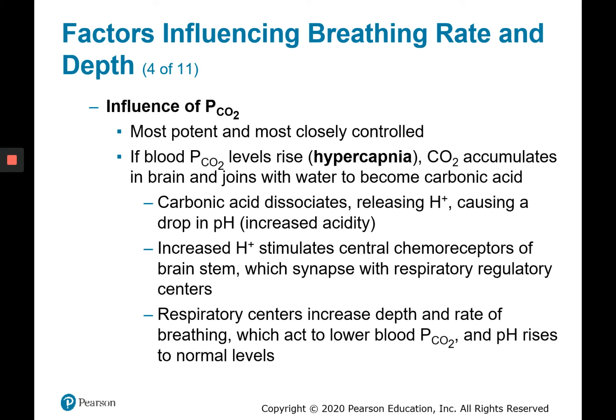So the respiratory centers would then increase the depth and rate of breathing, which would increase pulmonary ventilation, and that would lower the partial pressure of carbon dioxide in the blood because it would increase the expulsion or exhalation of CO2. And that would mean that pH no longer is down or more acidic, it would then rise to normal levels.